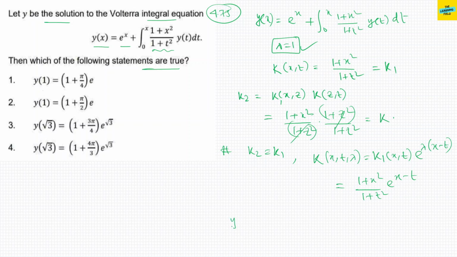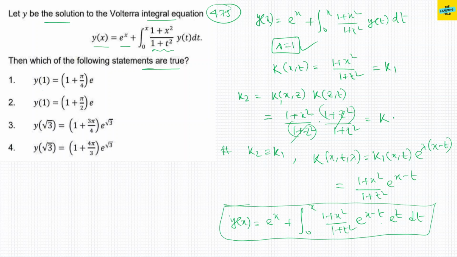So this is the resolvent kernel, and when we know the resolvent kernel, we can write the solution. The solution y(x) equal to e to the power x plus integration 0 to x of the resolvent kernel, (1 plus x square) by (1 plus t square) into e to the power (x minus t), into f(t) dt, that is e to the power t into dt. This is the complete solution of this problem. Now we just put the values of x and see what is the correct answer of this problem.